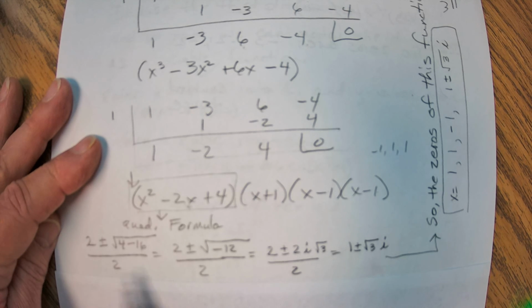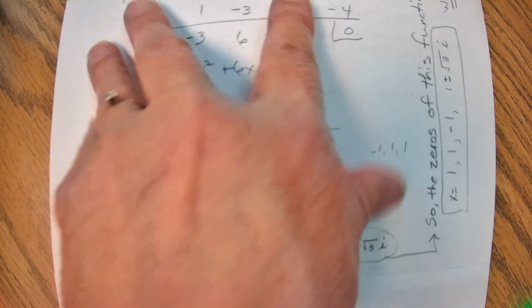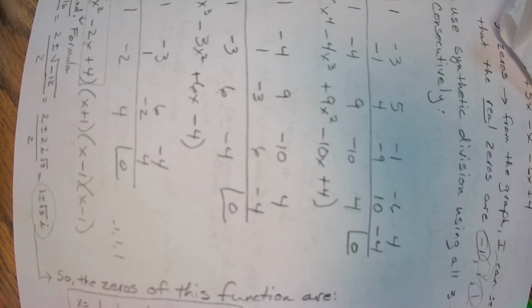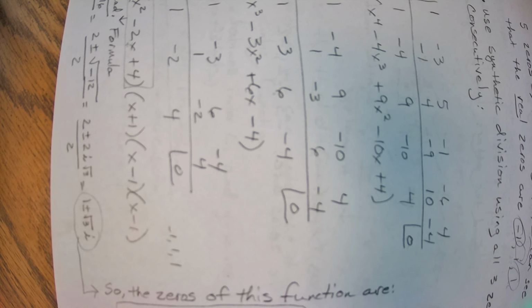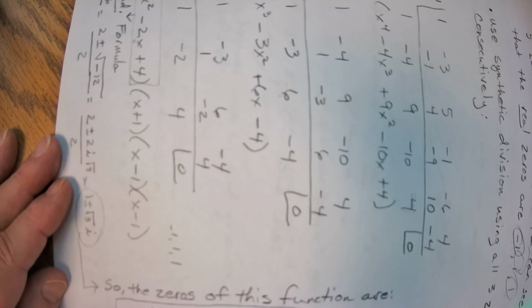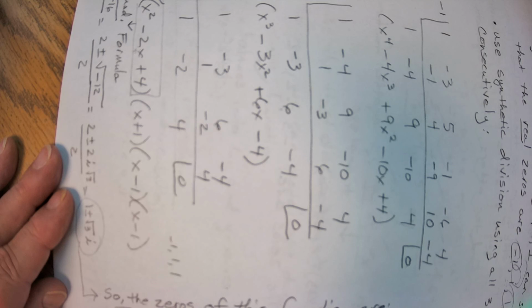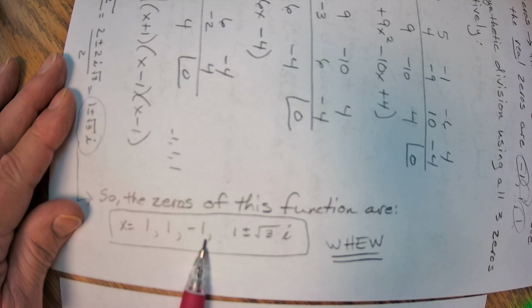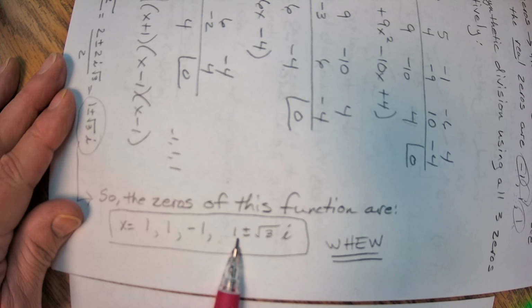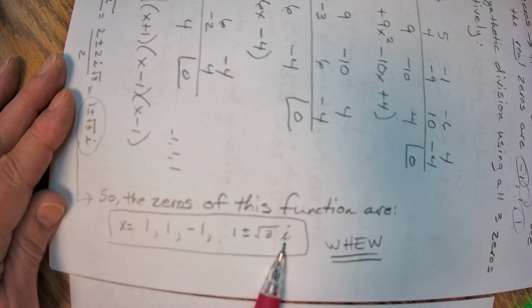I would pause this for right now. Just work it out on your own. Make sure you got that. So if that's what you get, 1 plus or minus the square root of 3i. Sorry, let me get some of this junk out of the way. So I know that the zeros of this function are 1, 1, -1, and 1 plus or minus the square root of 3i.